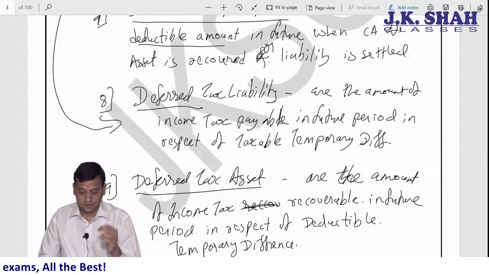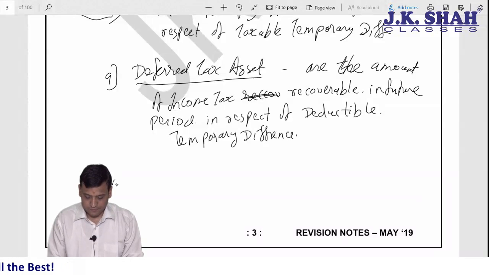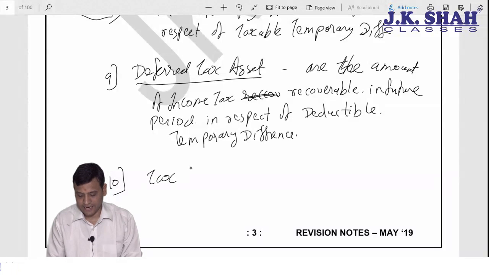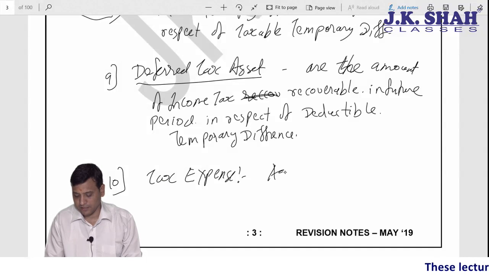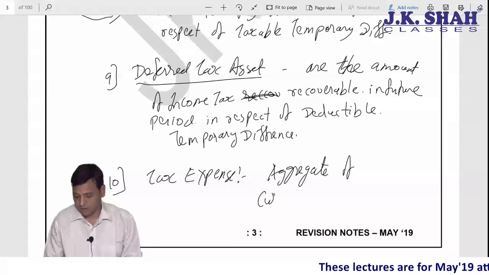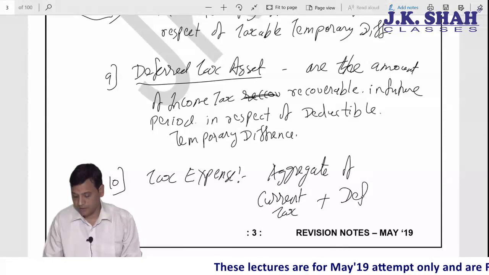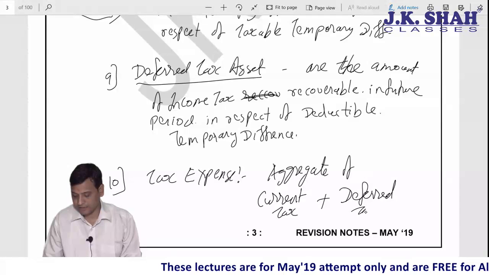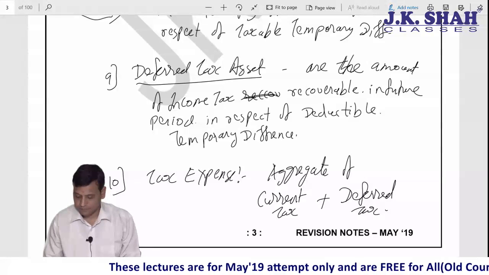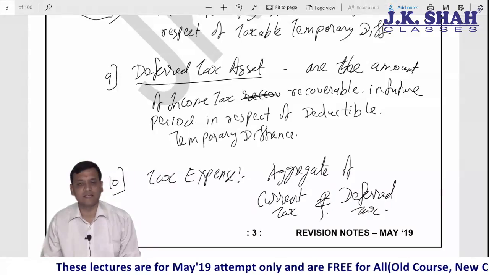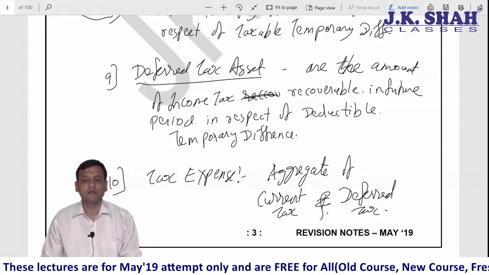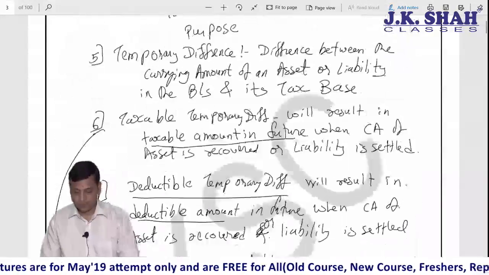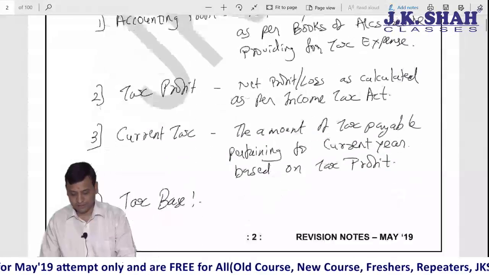Clear? And the last term, what is your tax expense? Nothing but it is aggregate of current tax and deferred tax. Current tax and deferred tax, no need to say add. Clear? Yeah. So these are the 10 terms we used, very simple.